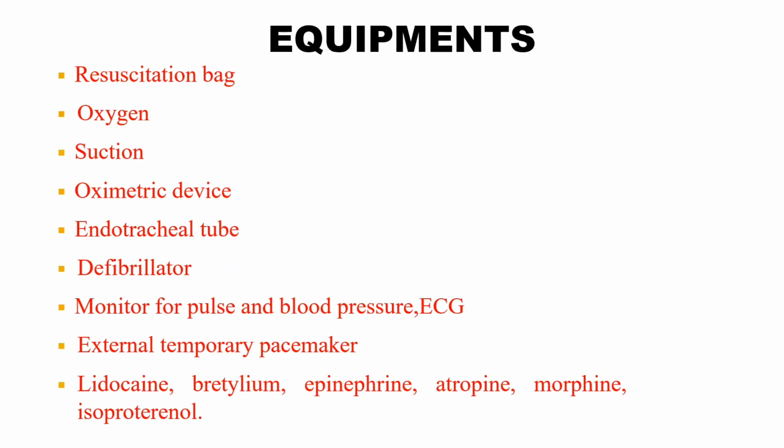Let's see what equipment is required during the cardiac catheterization. The following equipment and associated supplies should be on hand when performing cardiac catheterization, to treat ventricular arrhythmias or other complications. We'll see one by one: resuscitation bag, oxygen, suction, oximetric device, endotracheal tube, defibrillator, monitoring for pulse and blood pressure, ECG, external pacemaker, and medications such as lidocaine, epinephrine, atropine, morphine, and isoproterenol.